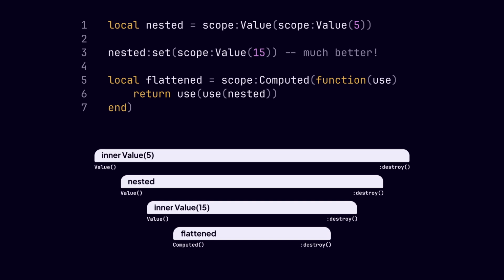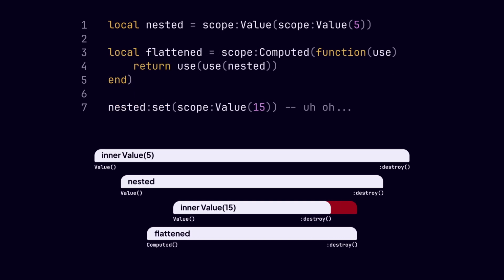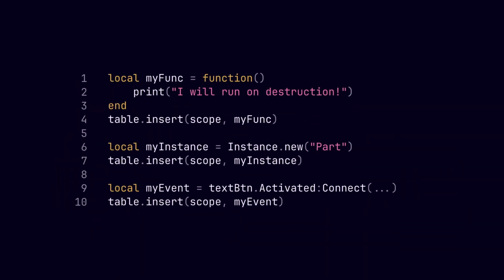However, this isn't always possible. If you have to create this new value object at a later point in time, then we'll need to use some other features of scopes to ensure that the destruction order is correct. A nice feature of scopes is that they can contain more than just objects. They can contain other things, like functions to run, instances to destroy, or event connections to disconnect. These are all very useful for when you're writing custom destruction logic.